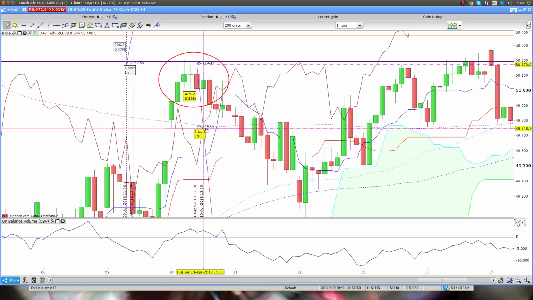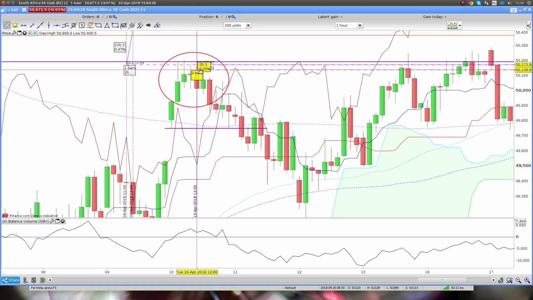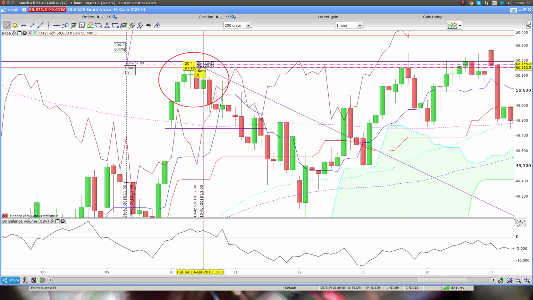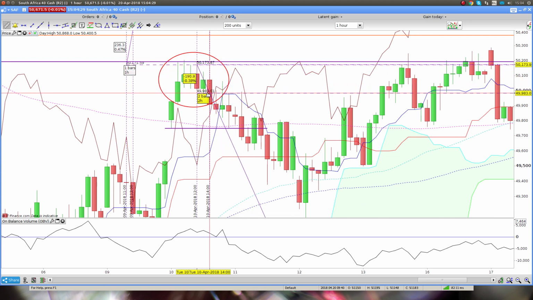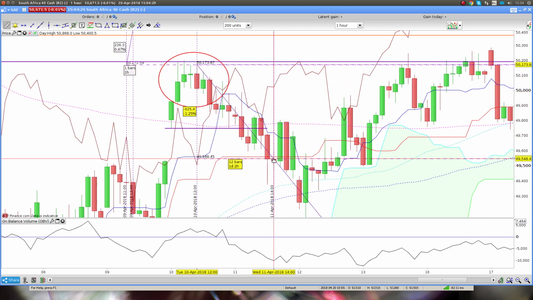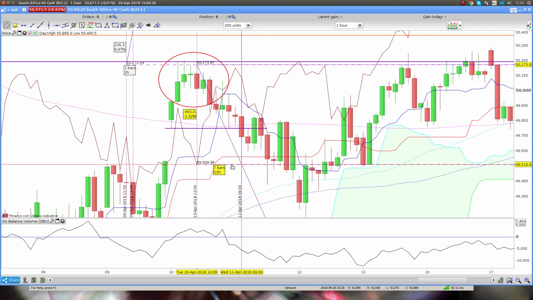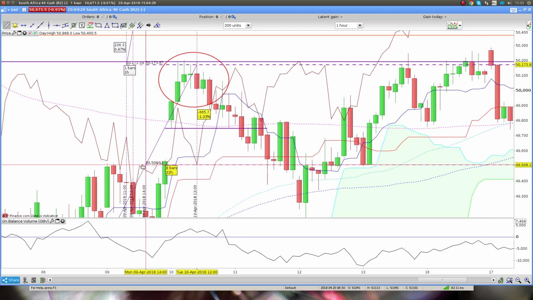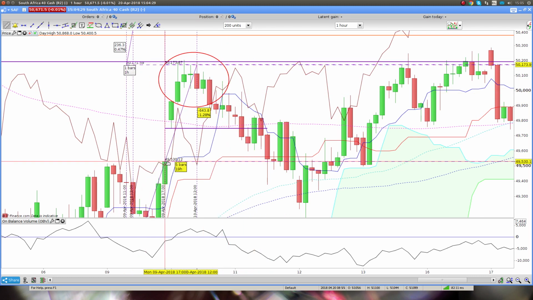Or alternatively, you could keep a stop loss like that and wait for this first swing high, which doesn't really come here, which is also dangerous. So your next target is going to be the gap close, which is a 640 pip target. Okay.